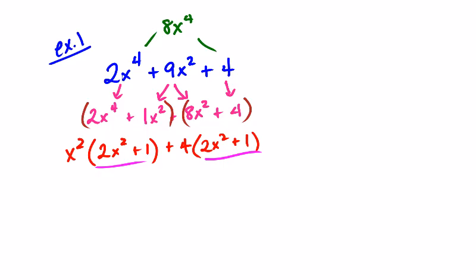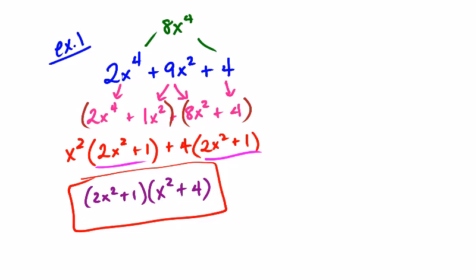And we will finish the problem by saying 2x squared plus 1 times x squared plus 4. It may seem like you can factor x squared plus 4, but you can't because it's not minus. And so this is our final answer. And so factoring quartics is just very similar to factoring quadratics, and that's how we're going to do it.